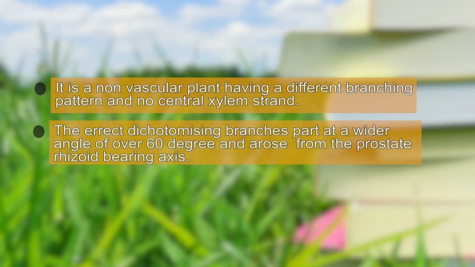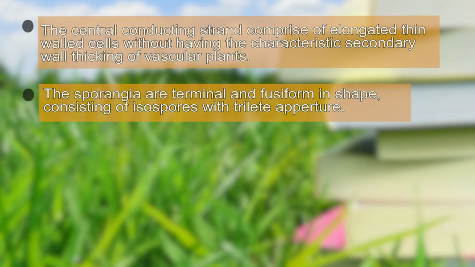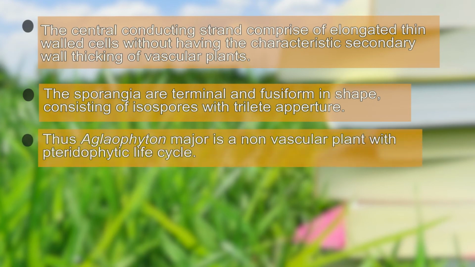The erect dichotomizing branches parted at a wider angle and arose from the prostrate rhizome-bearing axis. The central conducting strand comprised elongated thin-walled cells without the characteristic secondary thickening of vascular plants. The sporangia are terminal and fusiform in shape and contain isospores. So, some say that Aglaophyton major was a non-vascular plant with a pteridophytic life cycle.